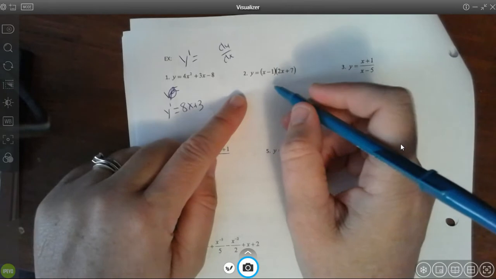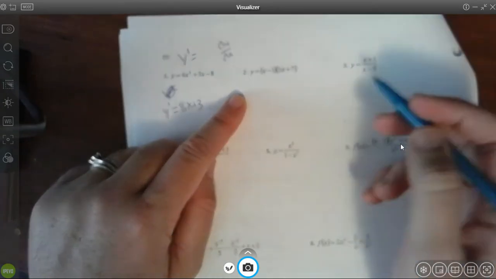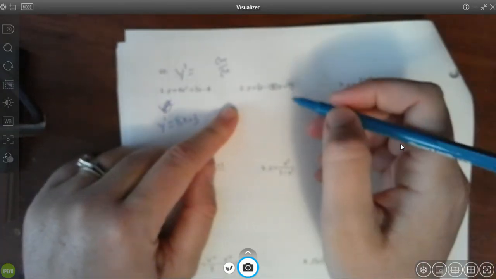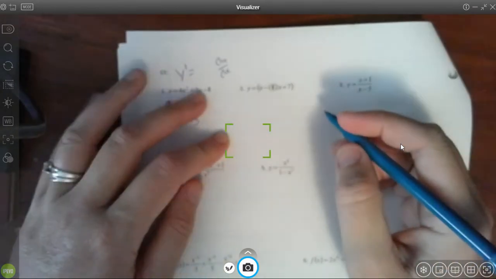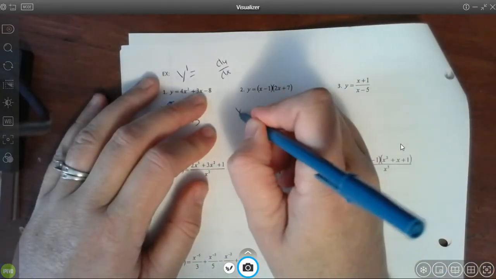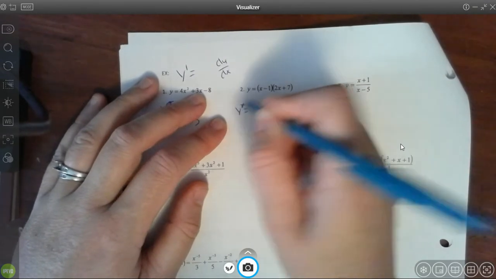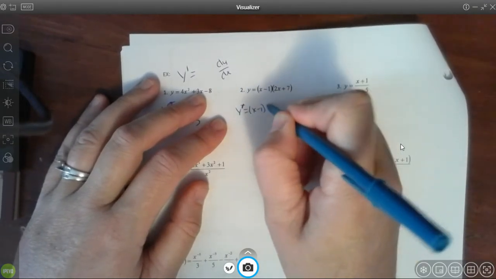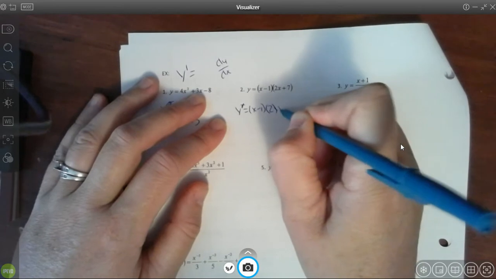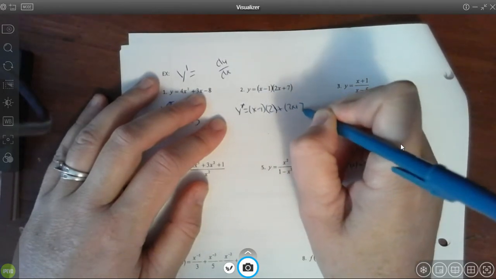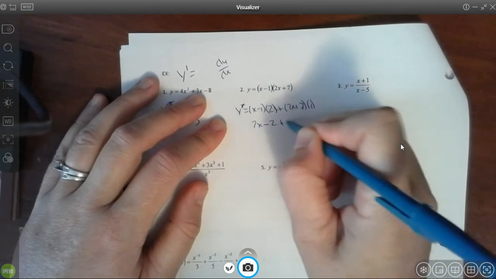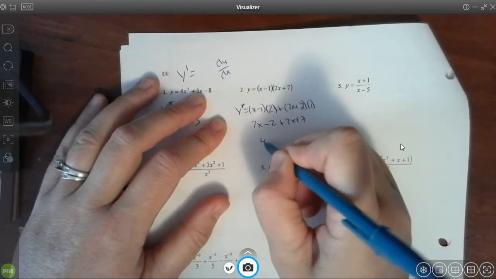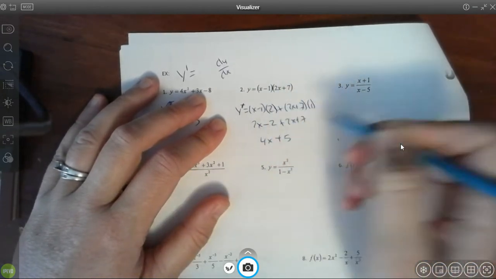Again, on number 2, I would have FOILed it out normally, but right now, since we're practicing the product rule, I don't know why it keeps unfocusing. Sorry, guys. So this one: leave the first alone times the derivative of the second plus second alone times the derivative of the first, and then FOIL it out. So 4x plus 5, it looks like.